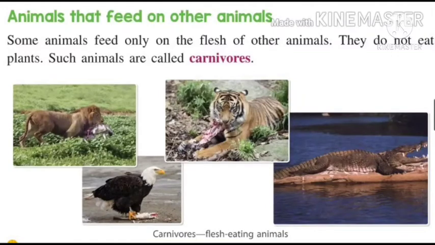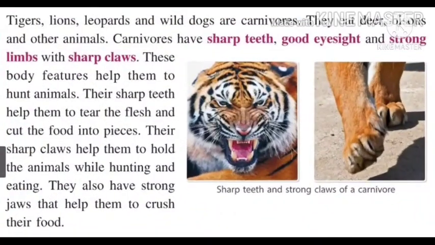Such animals are called carnivores, like tiger, lion, crocodile, eagle. So these all are carnivorous animals because they don't eat plants. They eat only the flesh of other animals. Now let's talk about the features of some carnivorous animals.